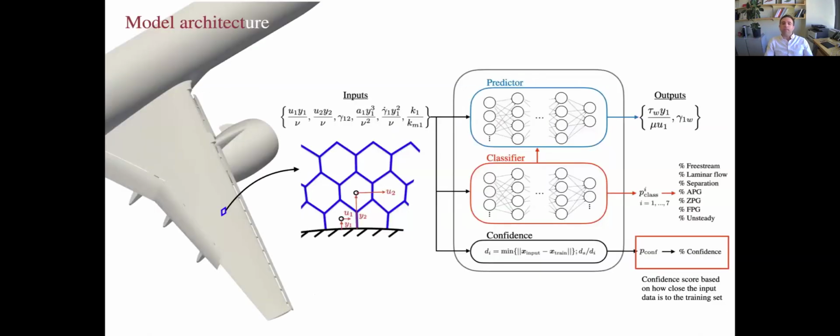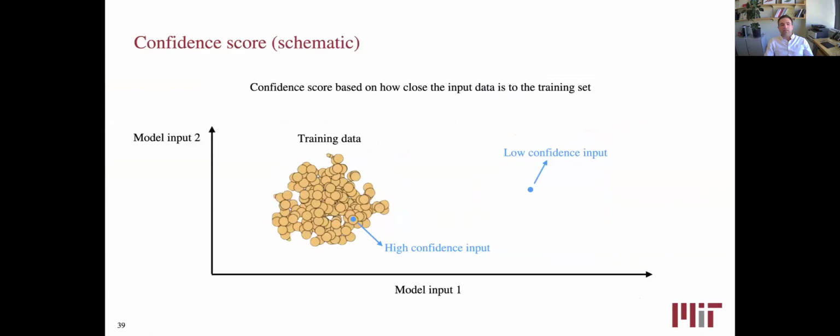Okay. So now let's go back to the last component. The last component is the confidence. So I told you, I don't want just a prediction. I want to know how confident the model is about that prediction. And how to do that? There are many different ways. The approach we use is how close the input is to the training set. Let me show you this.